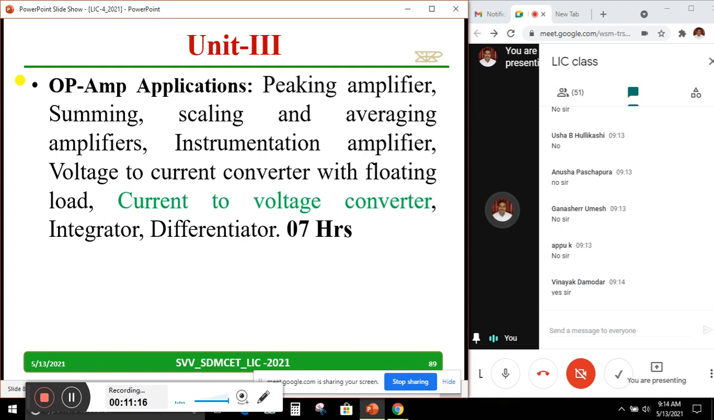Anyway, I am going to thank you, Vinayak Damodar. You people should go through it. Remember, Rakshita Kulkarni and other students also should go through. It is there. Remember, the studies are like this.